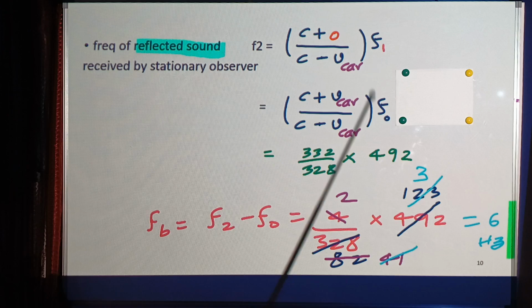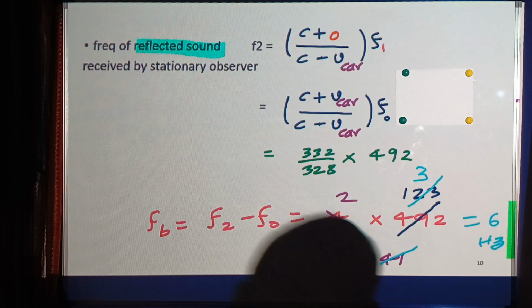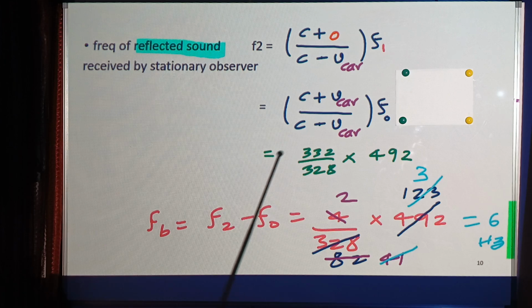So for f1, we have to use the previous expression. From this we get (c plus velocity of car) by (c minus velocity of car) times f0. C is the velocity of sound in air, which is 330. So 330 plus 2, 332, over 330 minus 2, 328, into f0.